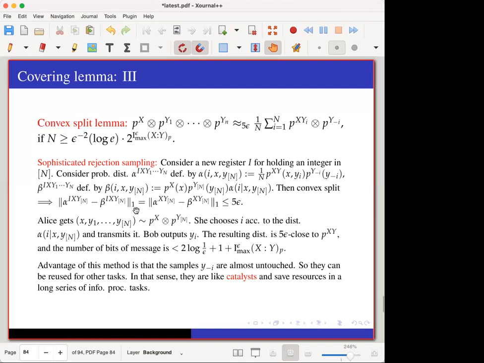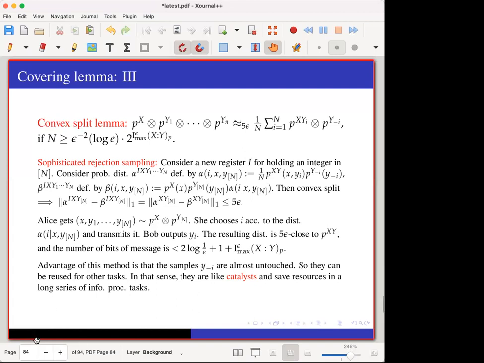So what does this buy me? This says that the distribution alpha on I, x, and the y's is close to the distribution beta on I, x, and the y's. Not just close; in fact, the L1 distance is exactly equal to the distribution that I get on dropping I. This is why I have chosen I according to the conditional distribution prescribed by alpha. So it's a simple calculation. You get equality. You can just drop this register I. And what convex split is telling me, this is the left-hand side, this is the right-hand side of convex split, is that it's less than 5 epsilon. Good.